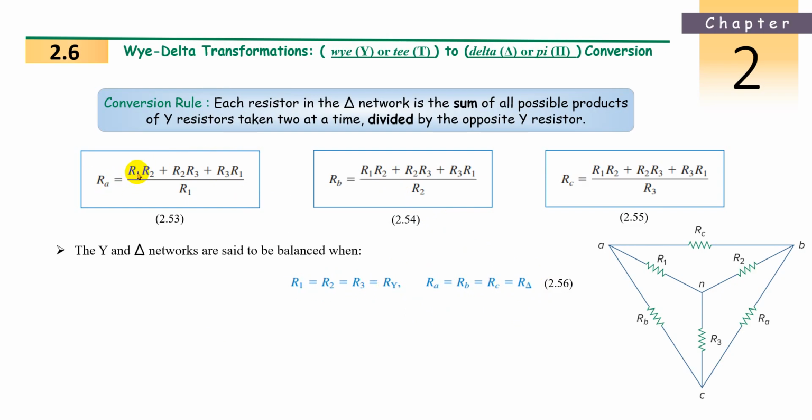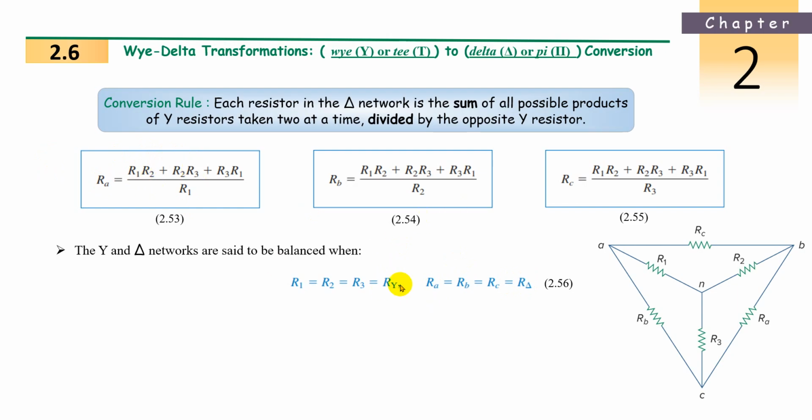Now substitute R1, R2 and R3 as RY. So it becomes RY everywhere. So RY squared, RY power 2, RY power 2 divided by R1, that is RY. So it becomes 3 times RY divided by RY. So RY cancels, it becomes 3 RY, meaning RA. What is RA? It is nothing but R delta. So R delta is nothing but 3 times R star or RY network.